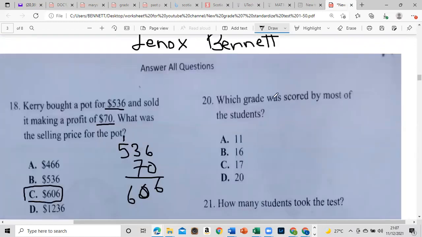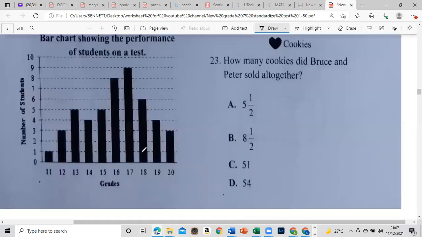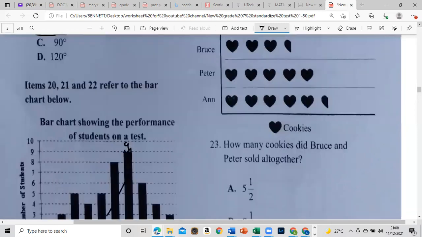Alright, it says which grade was scored by the most? Which grade was scored by most of the students? So basically it's asking for the mode, or the tallest bar. So we just go down there and see which bar is the tallest. So this would be this. This is the tallest one. Let's look at the answer now. This represents grades and this represents the number of boys. So that means the number of students right here is 9. So 9. If the number of students is 9, the grade is 17. I don't remember the question. Let's see.